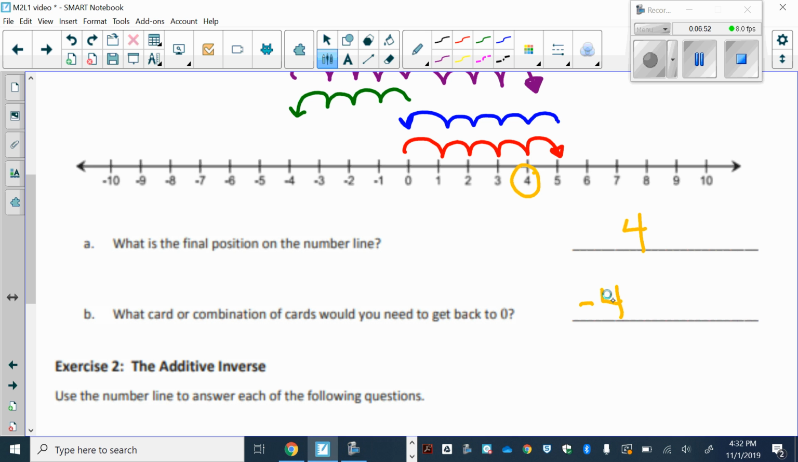Is there anything else you can think of that would get me back to 0 if I was at 4? How about negative 3 and negative 1? Move left 3, move left another 1. How about a positive 2 from the 4? I could move to the right 2, and then I would move to the left 6. There are so many combinations. Those are just a few of them.